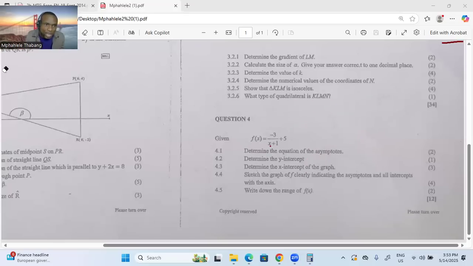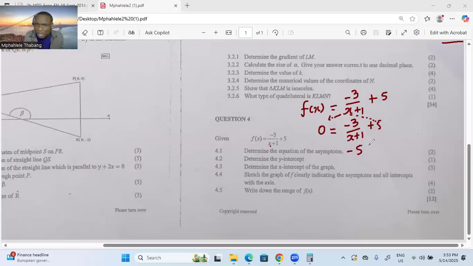So I'm going to find the x-intercept now by letting y be 0. So I say f of x, which is my y actually, equals minus 3 over x plus 1, plus 5. So this y is going to be 0. 0 equals minus 3 over x plus 1, plus 5. Now you take positive 5 to the left-hand side. You say minus 5, it becomes negative, equals minus 3 over x plus 1. Now you cross multiply. You're going to have minus 5 times x plus 1 equals negative 3.